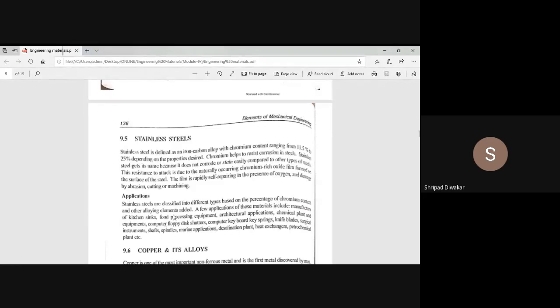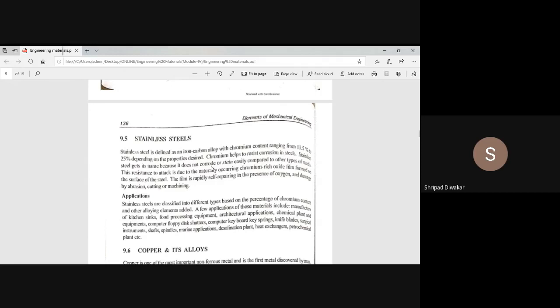The main characteristic feature of chromium is that it helps to resist corrosion in steels. That's why stainless steels are mainly used for kitchen purposes, and they do not corrode at all. Whatever chromium is there in stainless steel, it prevents corrosion. That's why chromium is a high percentage in stainless steel. It varies from around 11.5% to 25%.